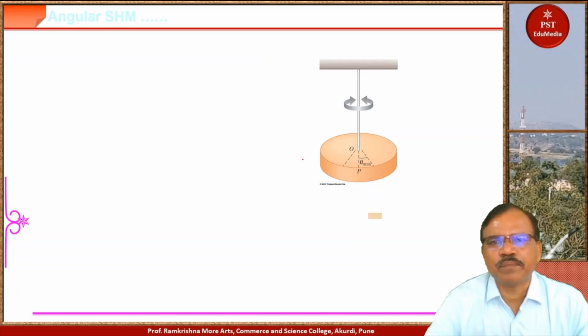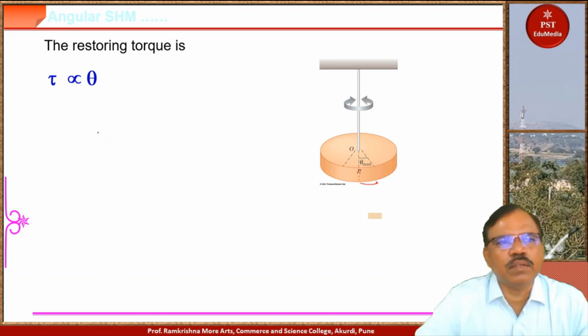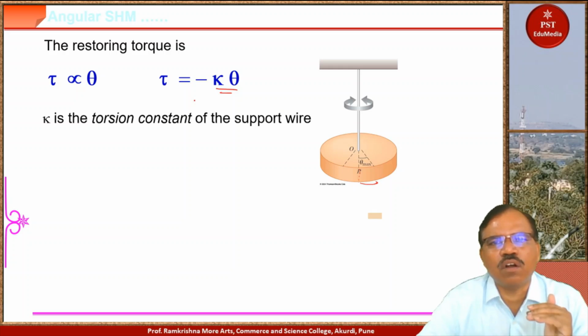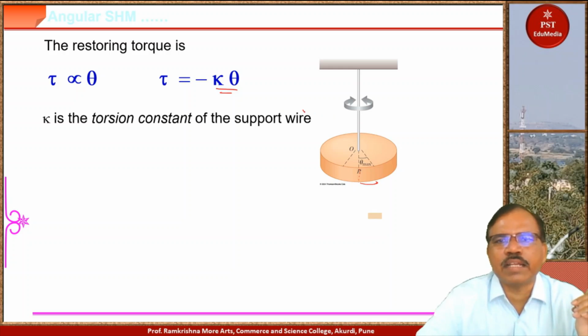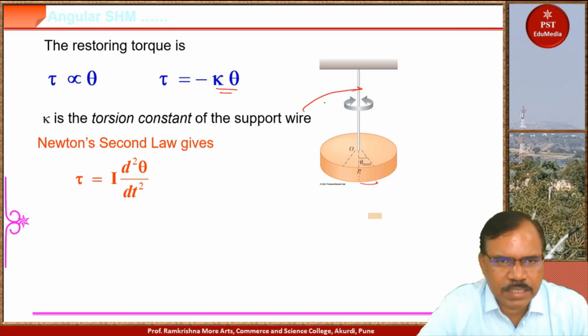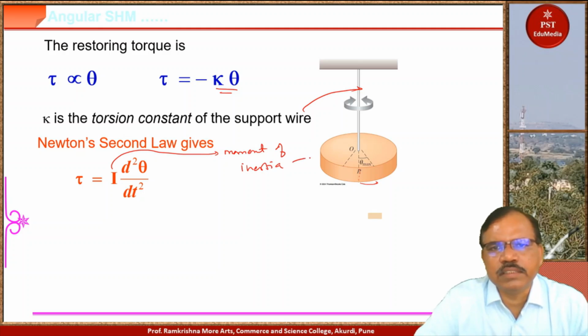Suppose here we have a torsional pendulum and suppose P is its equilibrium position. If we displace it, the wire is twisted and the restoring couple will be tau is proportional to theta. That is tau is equal to minus eta theta, where eta is called the torsional constant of the support wire. Newton's second law gives tau is equal to I into d2 theta by dt square. What is I? I is the moment of inertia of this disc about this perpendicular axis.